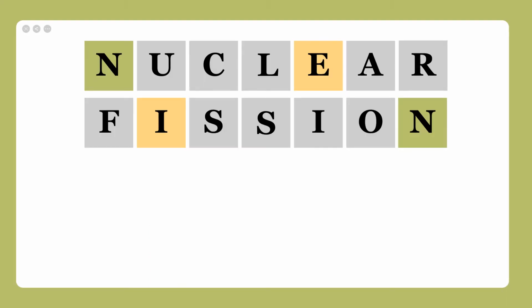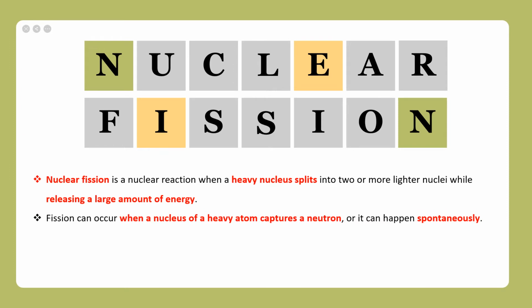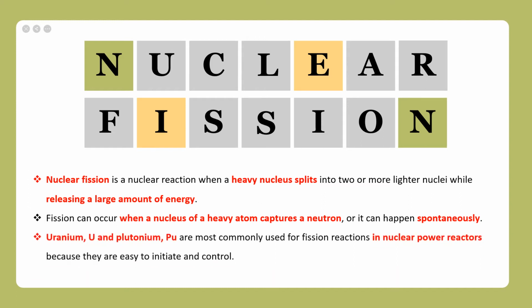Nuclear fission. What is nuclear fission? Nuclear fission is a nuclear reaction when a heavy nucleus splits into two or more lighter nuclei while releasing a large amount of energy. Fission can occur when a nucleus of a heavy atom captures a neutron, or it can happen spontaneously. Uranium and plutonium are most commonly used for fission reactions in nuclear power reactors because they are easy to initiate and control.